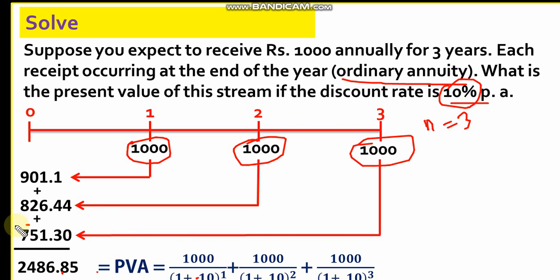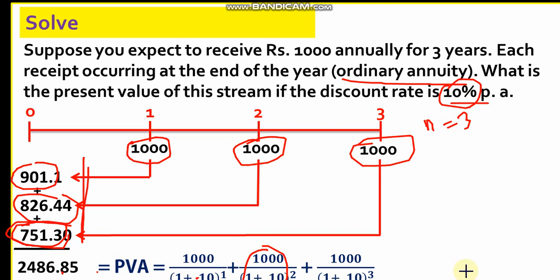So I get the value here, right? 1 plus 0.10 to the power 1, I'm discounting for 1 year. Next one, I'm discounting for 2 years, I get this value, and the third one I'm discounting for 3 years, I get this value. Once I add these three values, I get the answer 2486.85, that is 2487 approximately.